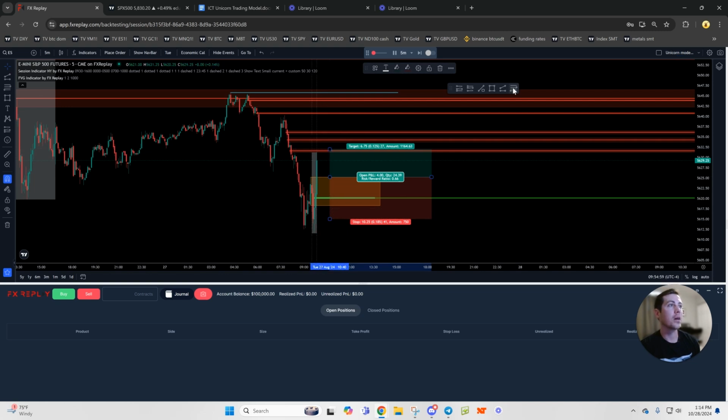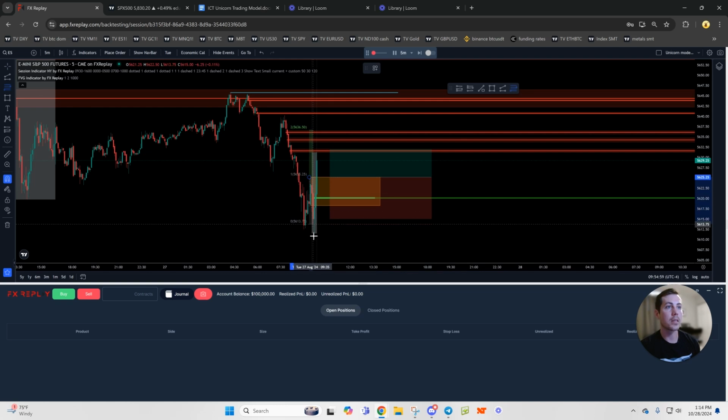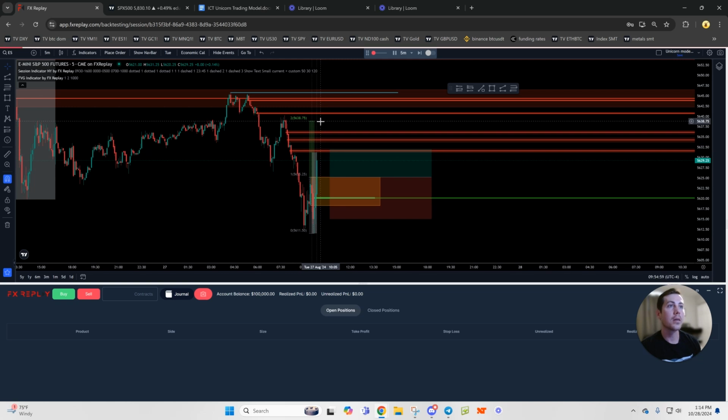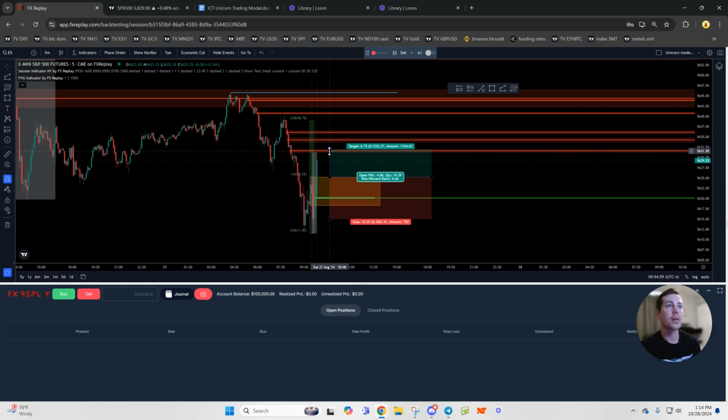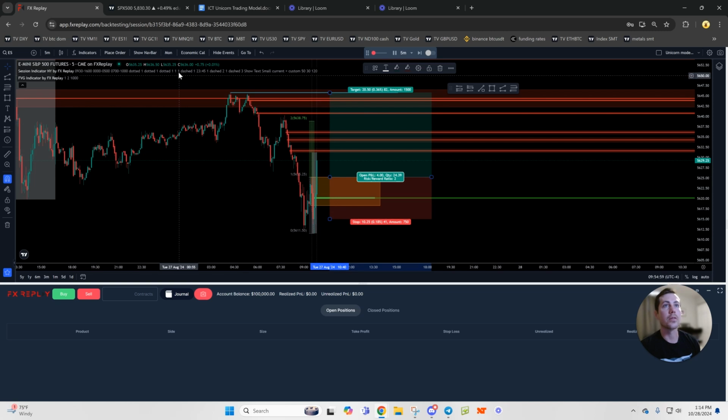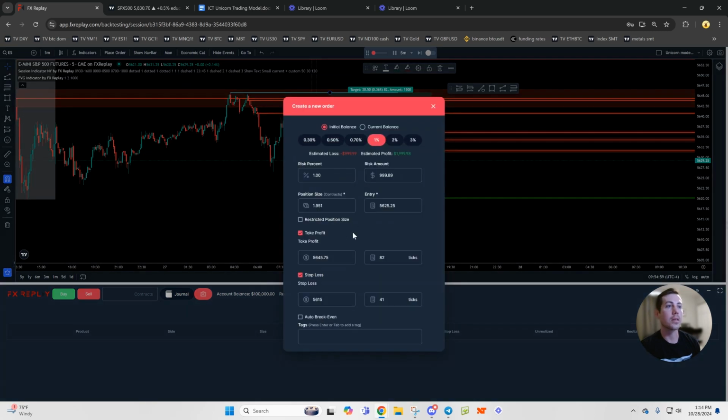And we can do our standard deviation projection if we want. So from this manipulation leg, our 2 standard deviations is up here. I think it's pretty in line with our, I guess, to get 2R for us, we're going to need to get this draw on liquidity for this. So for this trade, I'm not going to worry about cutting early at this 2R. I'm going to ride this one out to our draw on liquidity.